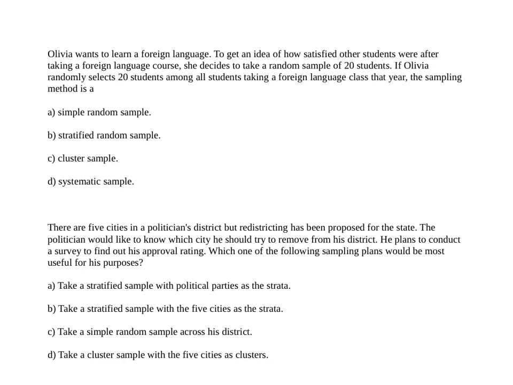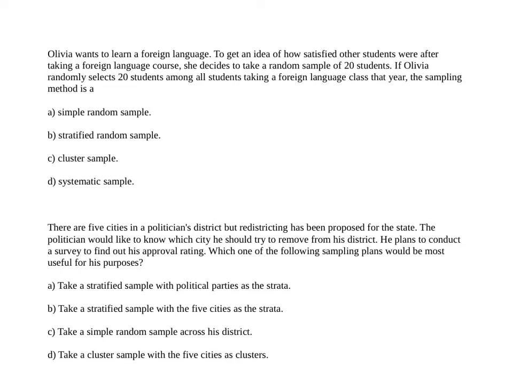Olivia wants to learn a foreign language. To get an idea of how satisfied other students were after taking a foreign language course, she decides to take a random sample of 20 students. If Olivia randomly selects 20 students among all students taking a foreign language class that year, the sampling method is a what? Okay.